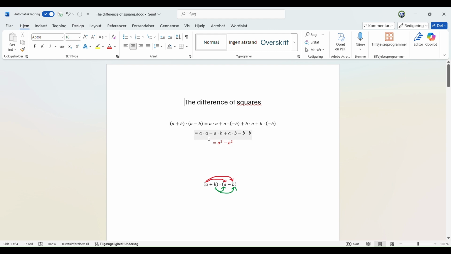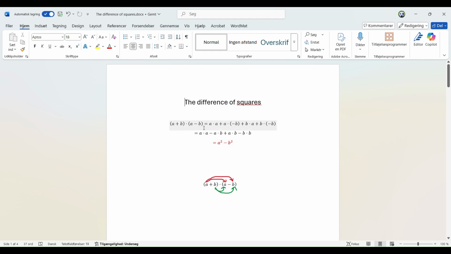And then we end up with a times a, that's a squared, minus a times b plus a times b. These two will negate each other because we've got the same expression, a times b and a times b. This has got a negative sign in front of it, this has got a positive sign. So we end up with a big zero for these two. And then we end up with minus b times b, that's minus b squared.